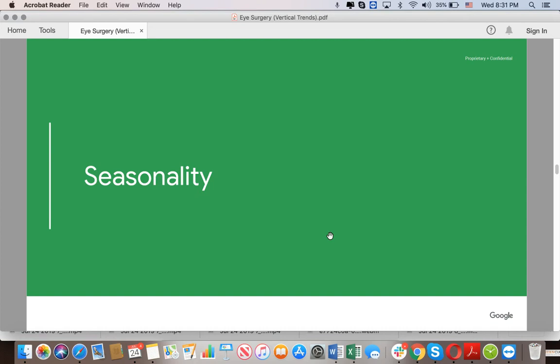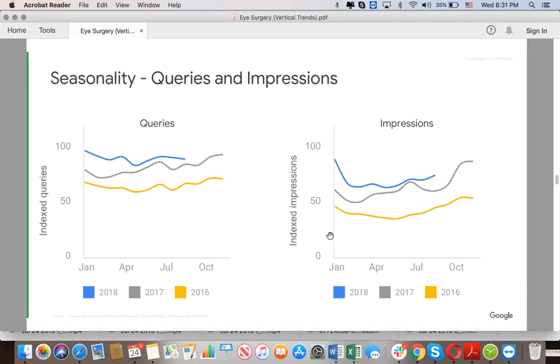Let's speak about seasonality in the eye surgeon industry in the United States. So queries and impressions. As you see, queries are a little bit different from January to October, from 2016 to 2018. It's a higher rate, a more competitive market, and a lot of searches are on top. The same with impressions. We see them slightly going up in January, April, July, October. So these are the quarters. The industry goes up in the last quarter of the year.